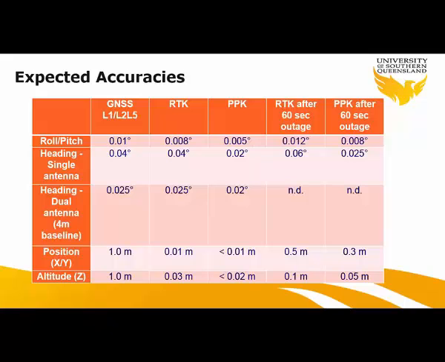You need to remember these are sigma, sigma at 68% confidence level. So there is a 32% chance that our measurement lies outside this accuracy.